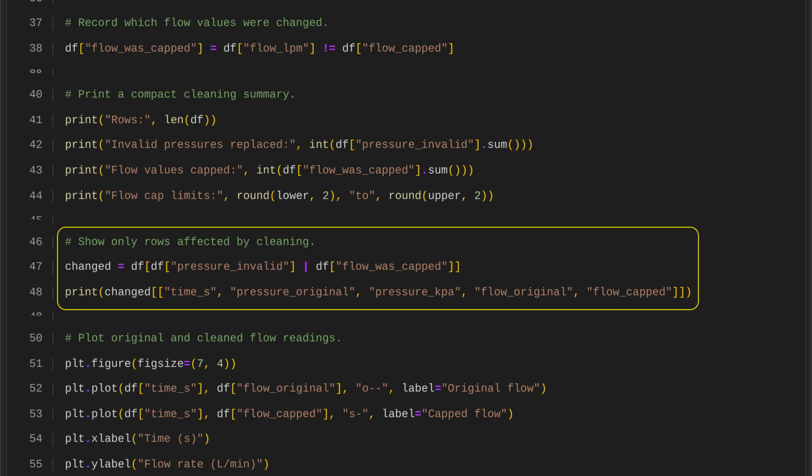We filter the data to show only rows where cleaning changed something, such as invalid pressure readings or capped flow values. Then we review key columns, including time and the original and cleaned measurements. This makes it easier to verify the cleaning steps and keep the data changes transparent and traceable.